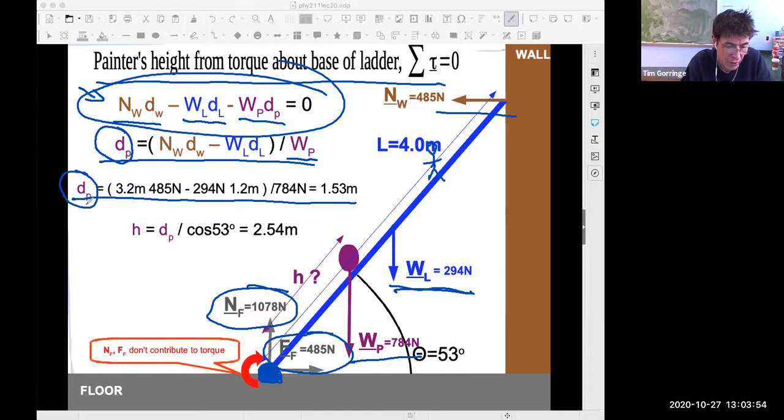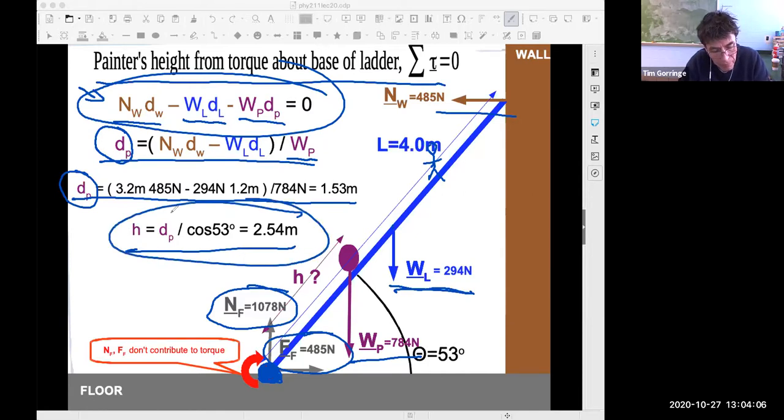Okay. So now we've got the painter's lever arm, but remember, the painter's lever arm is related to this distance, this height, h, of the painter up the ladder. I can rearrange that equation for the lever arm, I can rearrange it for the height of the painter up the ladder. And if I do that, it comes out to be 2.54 meters. And so that is the minimum height of the painter up the ladder.